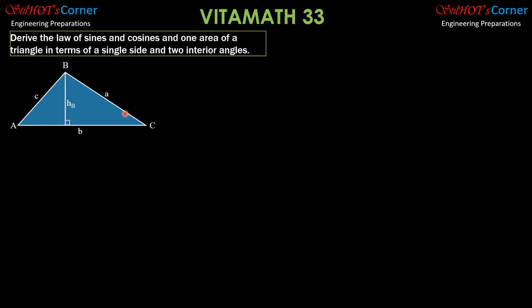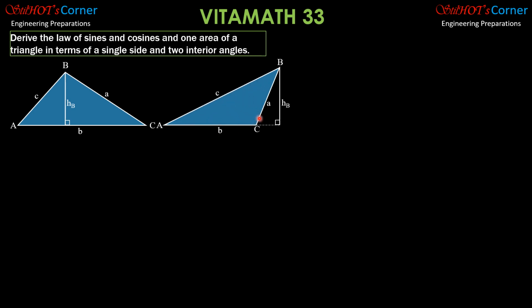All angles A and C are acute. Then we have another triangle where one angle is obtuse. Angle C is obtuse. Then we draw a line perpendicular to side B, and that is h sub B. So that's also h sub B. Then perpendicular to C would be h sub C, perpendicular to A, that would be h sub A.